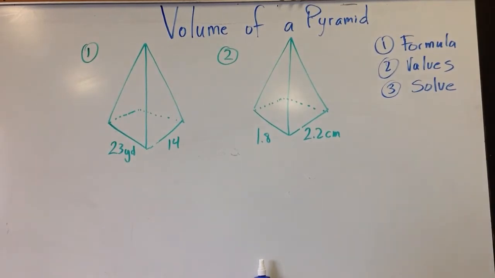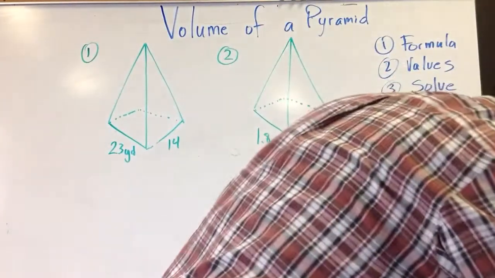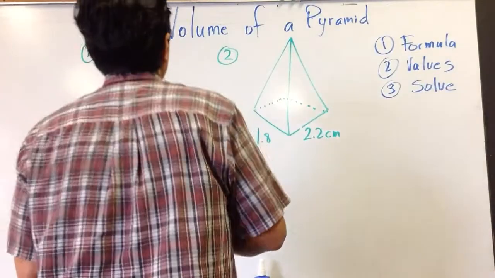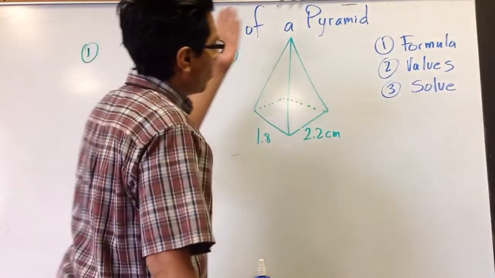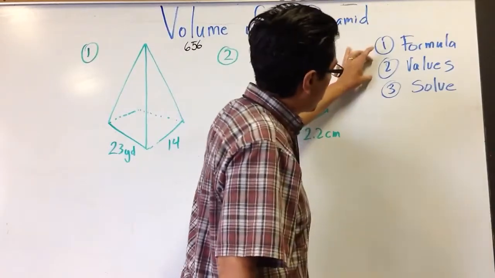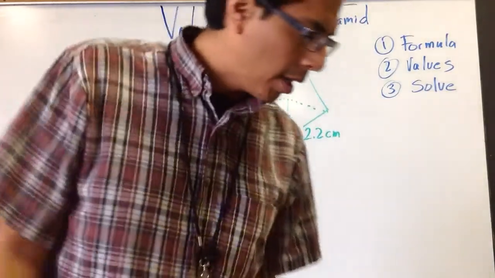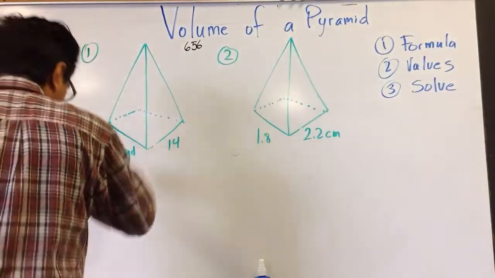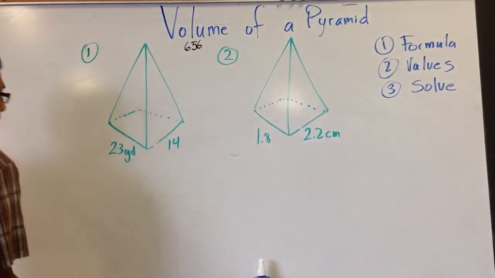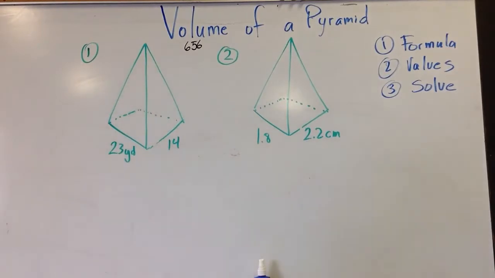These are found on page 656. And it's the same old thing. Formula, put in your values, solve it. All right? So page 656 looks like this. We have a pyramid that looks like this. Okay, number one. Double check all my facts.